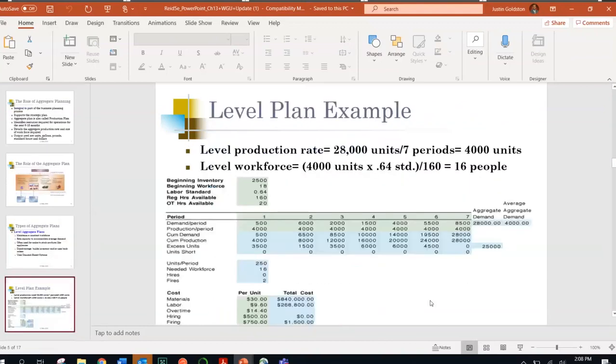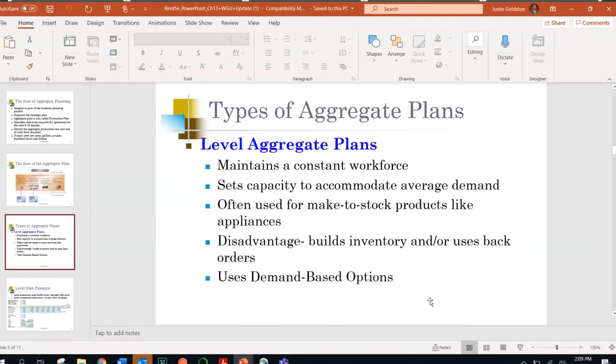Okay, now three of the strategies are a level strategy, a chase strategy, and a hybrid strategy. And with a level strategy or a level aggregate plan, another important piece with these plans is that you can look at it from a workforce perspective, or you could also look at it from a product perspective. Okay, so with an aggregate plan, I want to look at my demand, and I want to create a level load of employees. I want to create a level load of products that I produce.